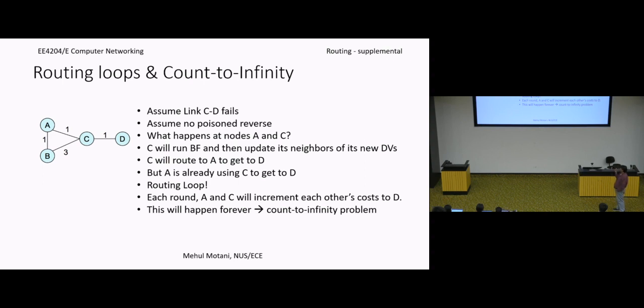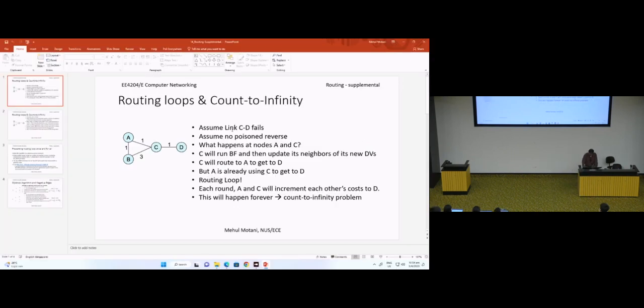Now, when link CD breaks, only node C notices it. A and B don't notice it because they're not neighbors of D, right? So post-change, what will happen? I mean, you can read this, but it's better you think about it yourself. Maybe I should get rid of this because I think people have a tendency to read.